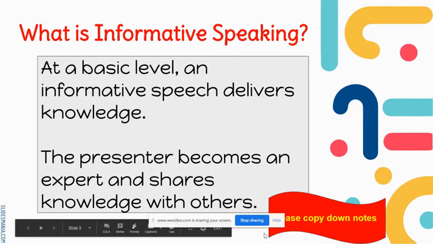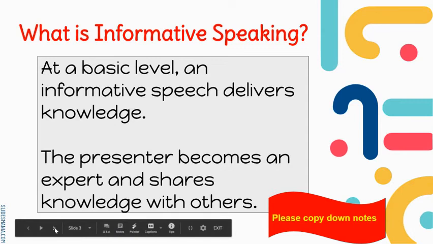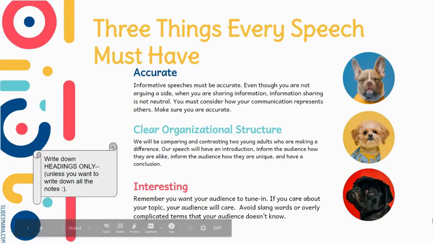You've seen the introduction. So your first page of your notebook is asking you what is informative speaking. These are the notes I want you to copy. At a basic level, an informative speech delivers knowledge. The presenter becomes an expert and shares knowledge with others. Once you've done that, the next page has 3 circles. Every informative speech must have three things, and you only have to write those three headings: accurate, clear organizational structure, and interesting. If you want to take a few more notes, you may, but you are not required to.